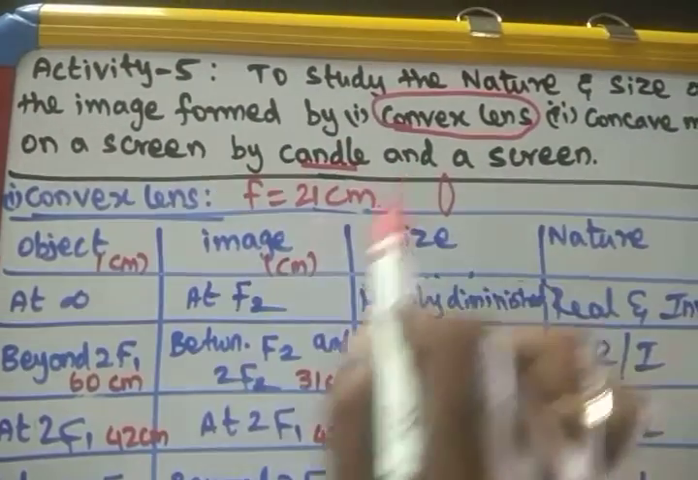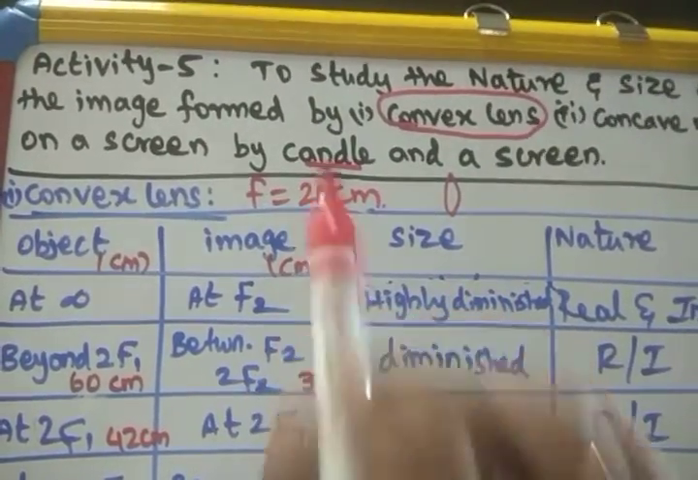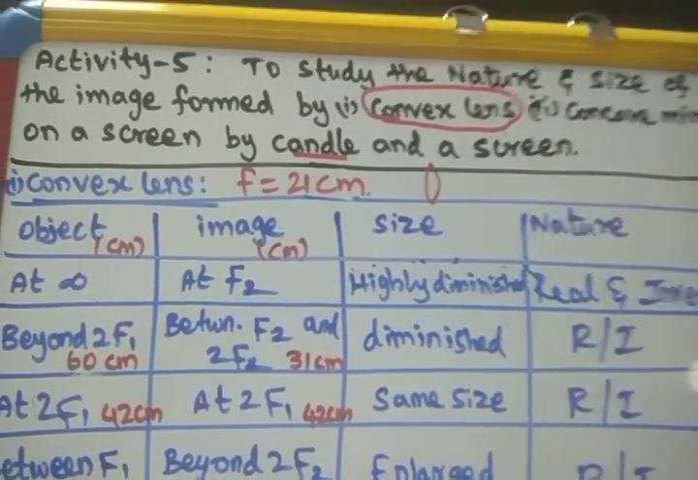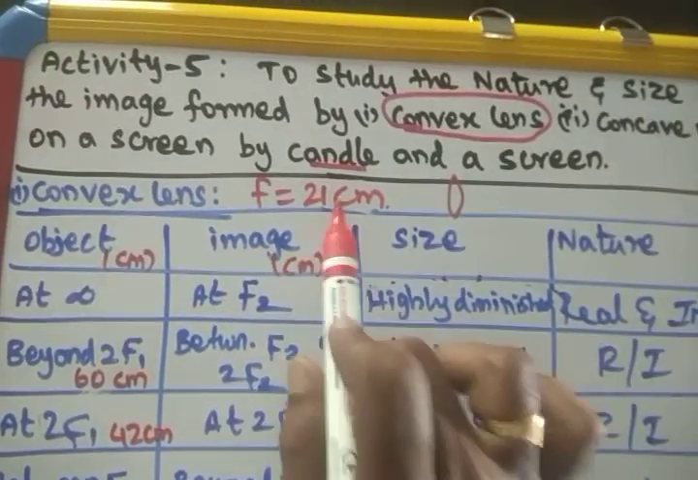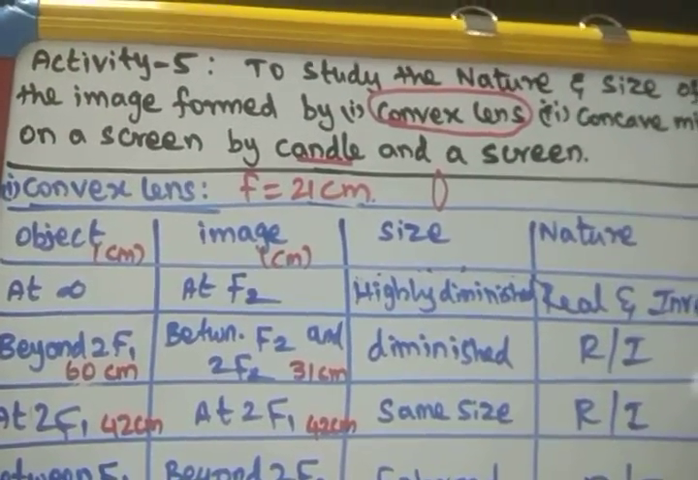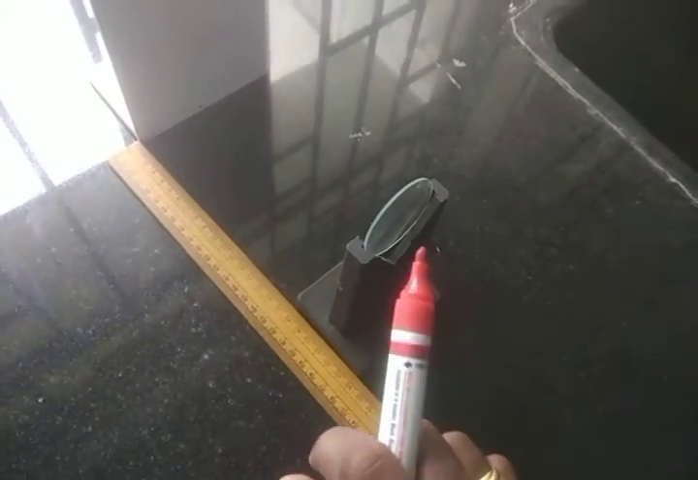First we are going to find the focal length of the convex lens. I have written here that the focal length is 21 centimeter. But this is not given in your practical examination. We have to find the rough focal length of the convex lens by the distant object method. Dear students, this is a lens stand, convex lens and a screen.